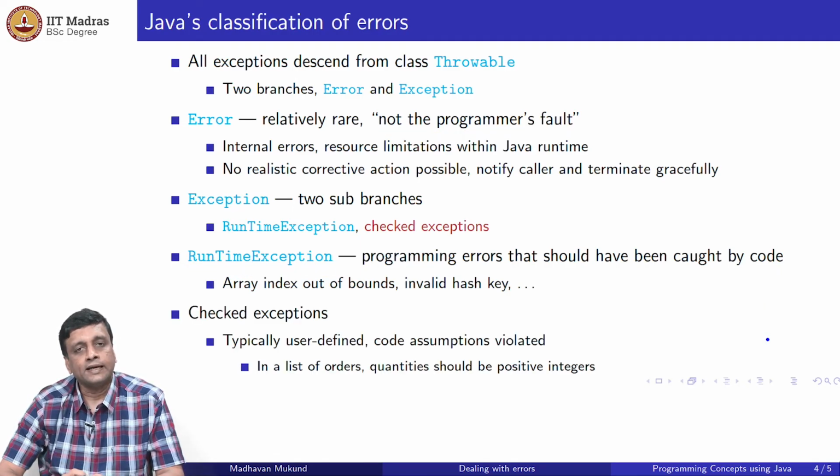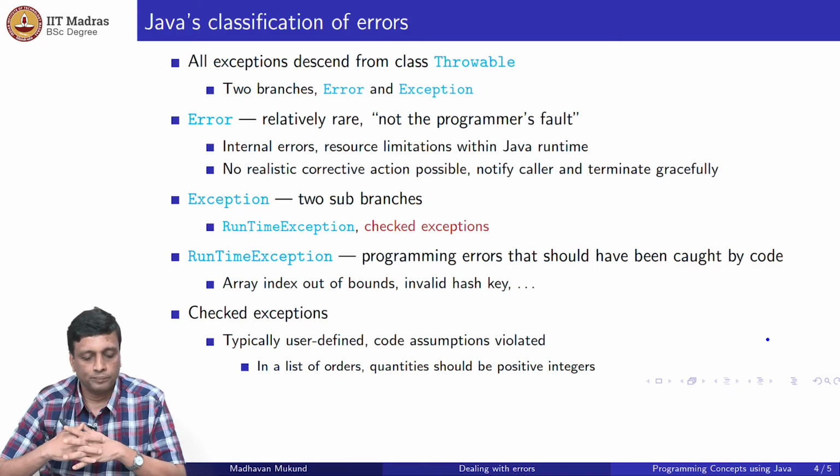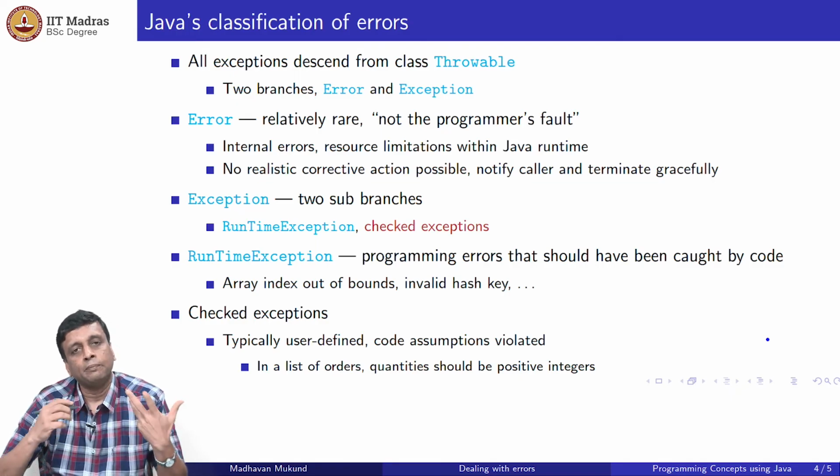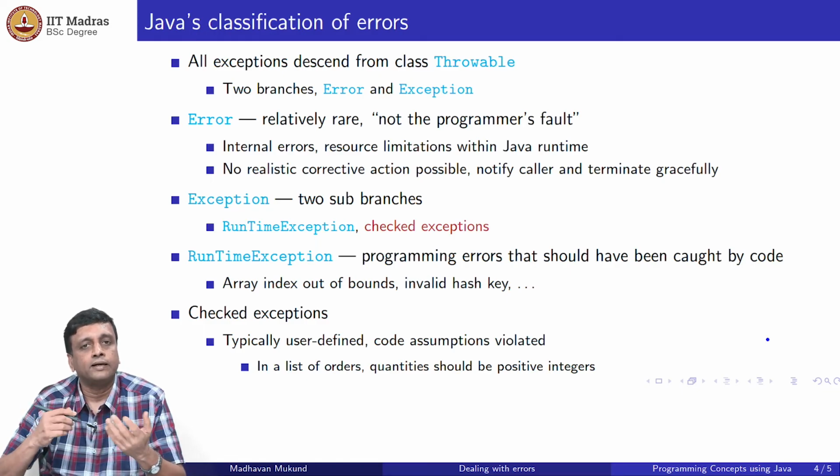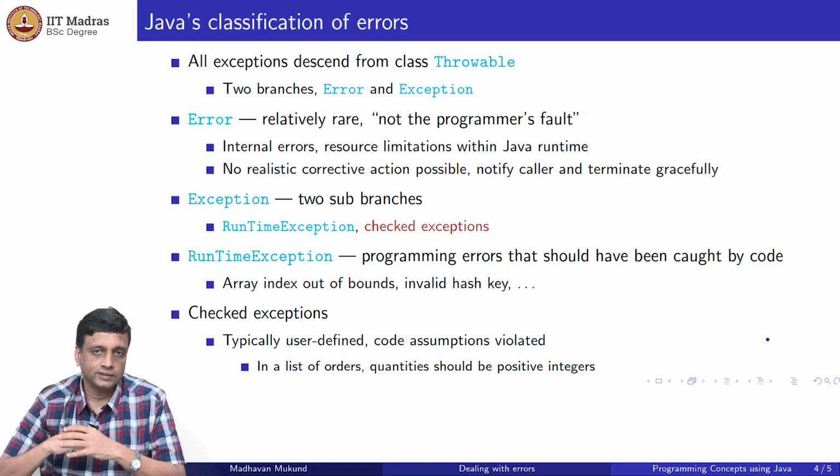And the more interesting kind of exception is the third one, which is the checked exception. This is typically when you want to signal certain errors which are not errors with running the code as such, but errors related to the assumptions in your code. For instance, you might be keeping track of a list of orders with order numbers. Order numbers should be integers, so you would declare them to be integers, but Java does not have a built-in type of, say, positive integers. You can only declare something to be of type integer.